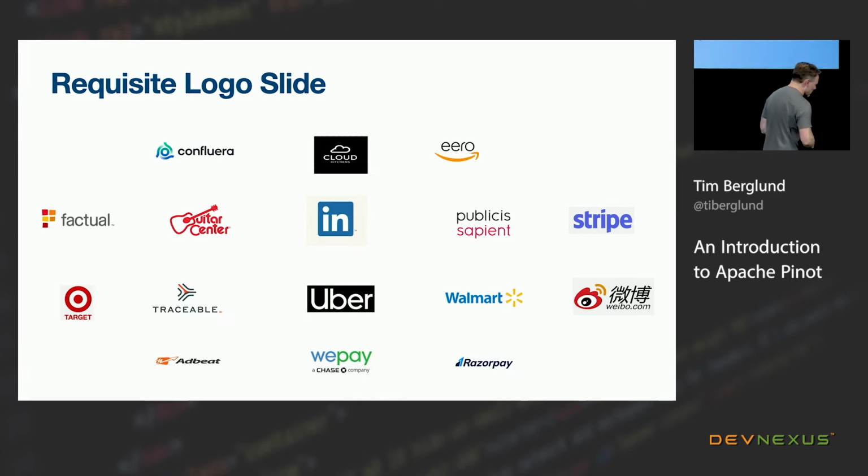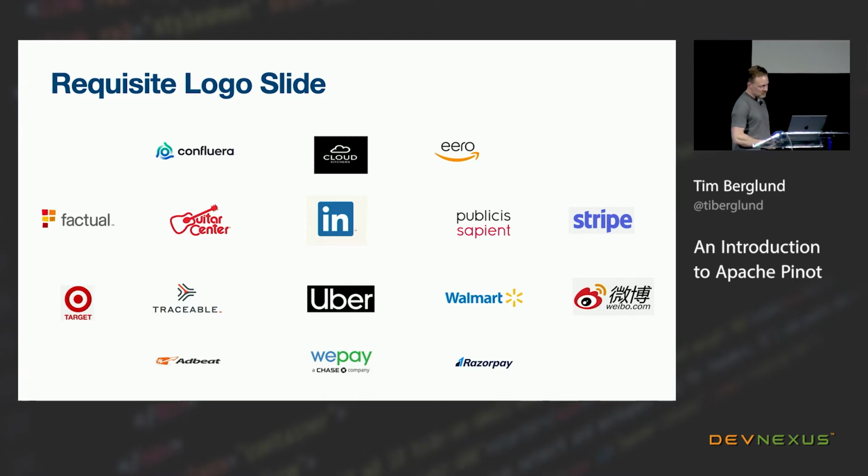Other big ones: Walmart, Stripe. Allegedly every transaction in Stripe is ingested into Pinot and queryable from Pinot. Target, again, not a surprise if you know Target. Uber has been a substantial contributor to Apache Pinot. The geospatial index type exists because of work Uber has done, and plenty of others.